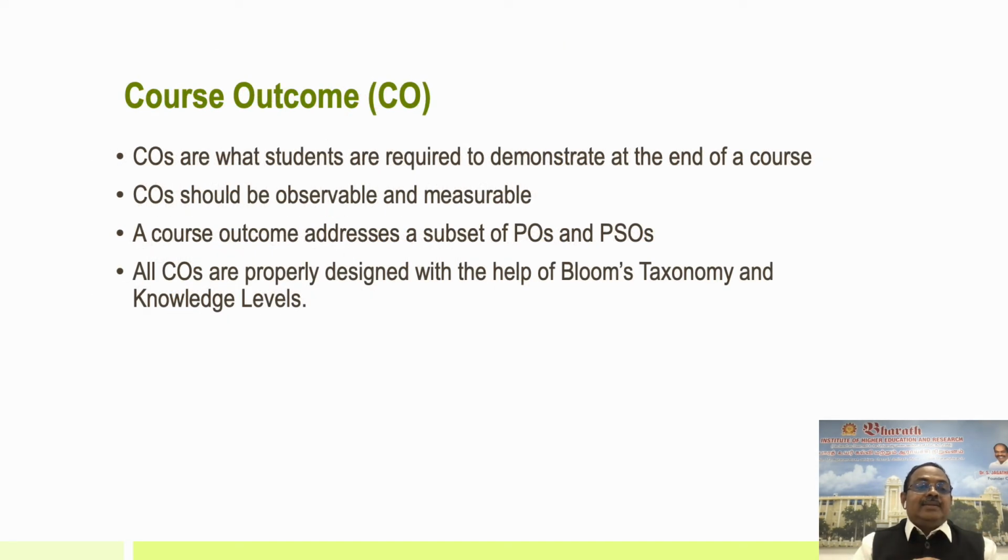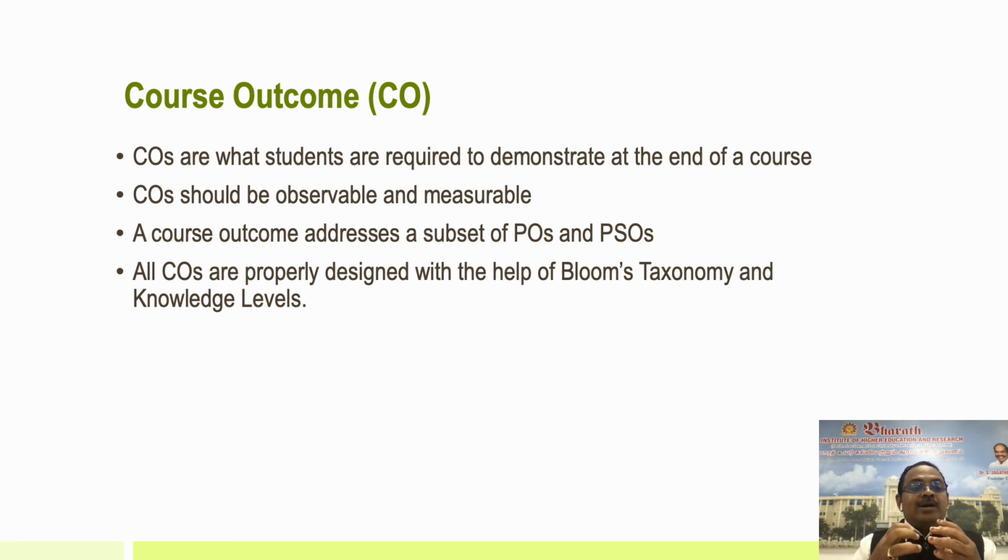The last statement, that is, the executable level of an outcome, is nothing but the course outcome. Because with the help of the course outcome only, we are going to attain the uppermost levels of program educational objectives and program outcomes. So these course outcomes are what the students are required to demonstrate at the end of the course. The CO should be observable and measurable. That should be in an observable form and a measurable form.